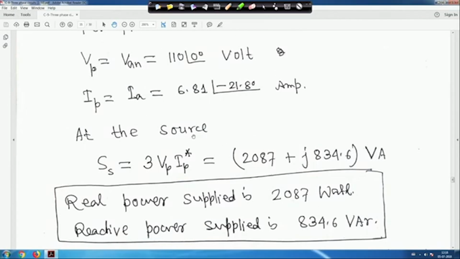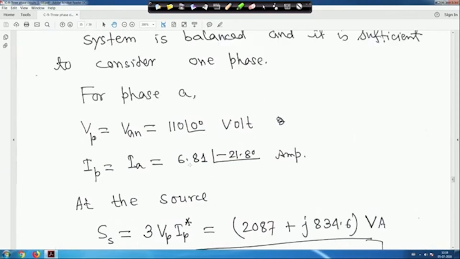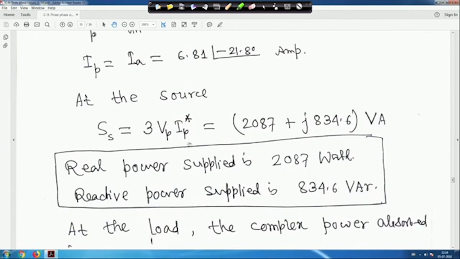Now at the source, S_s, where the small s stands for source, is equal to 3 Vp Ip conjugate, because it is a 3 phase system. So this is my Vp and this is Ip conjugate. Ip is 6.81, so Ip conjugate will be 6.81 angle 21.8 degree. So 3 Vp Ip conjugate will be 2087 plus j 34.6 volt ampere.